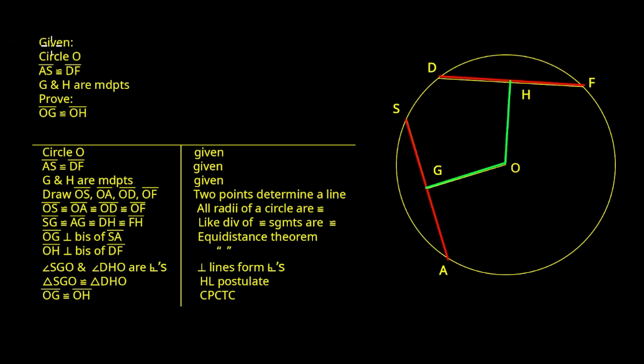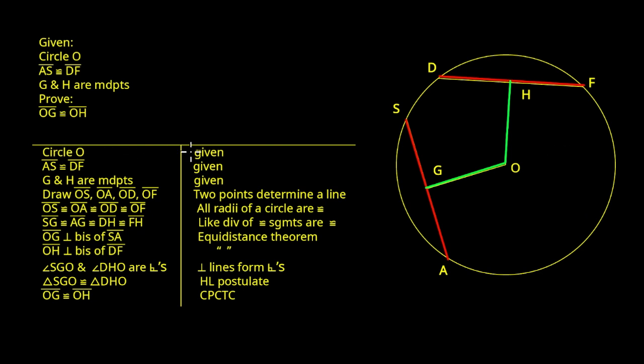So here we go. Given circle O, AS is congruent to DF, G and H are midpoints. Prove that OG is congruent to OH. So here's the proof, and we will be writing it out on the diagram.